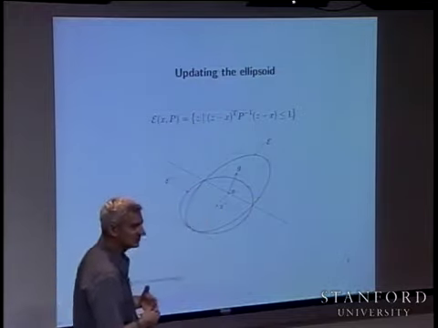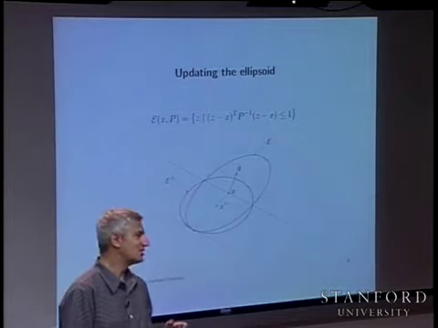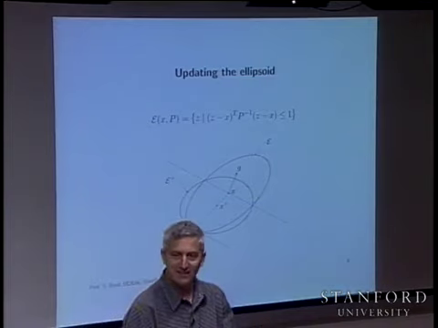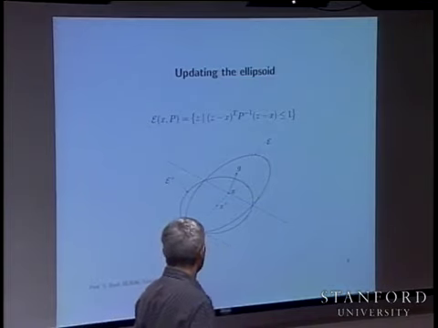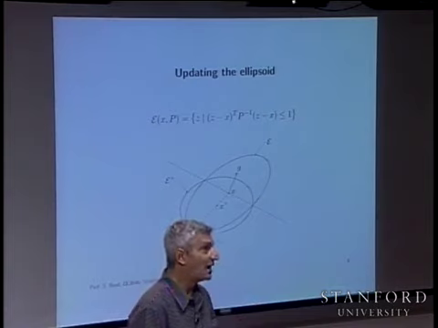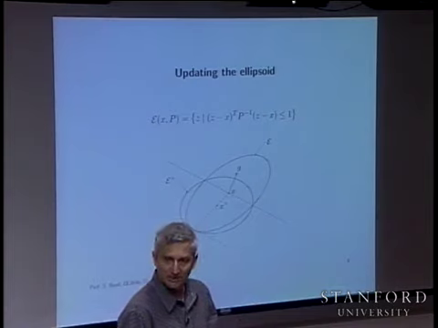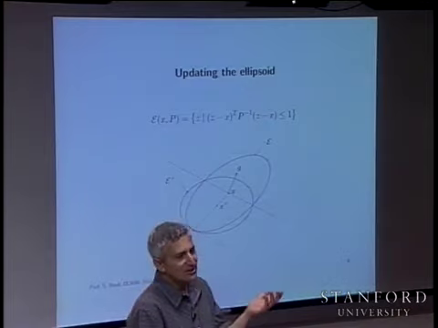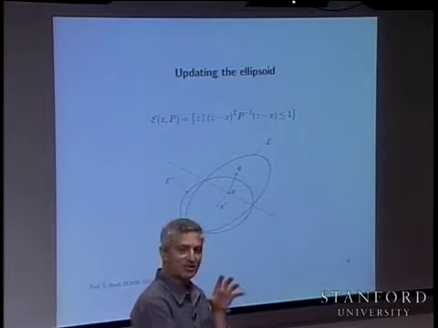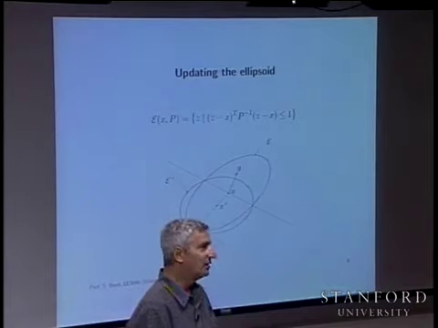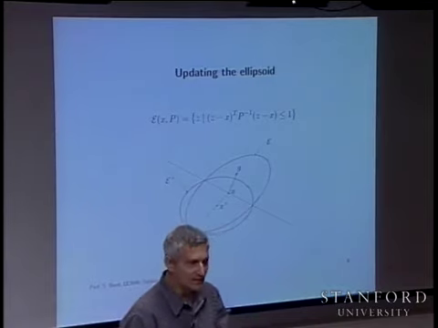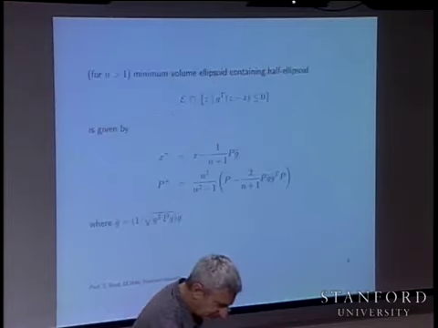You could talk about which directions it's big in. The eigenvalues of P, for example the condition number, tell you how anisotropic that ellipsoid is. If the condition number is 2, it says in one direction it's twice as big as in some other. If it's 10,000, it says something else, and so on.